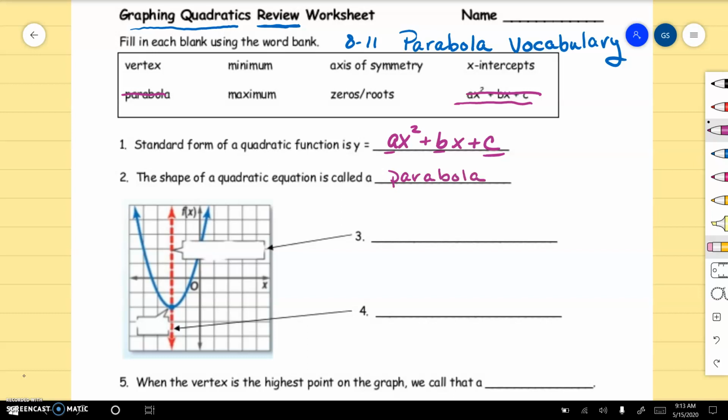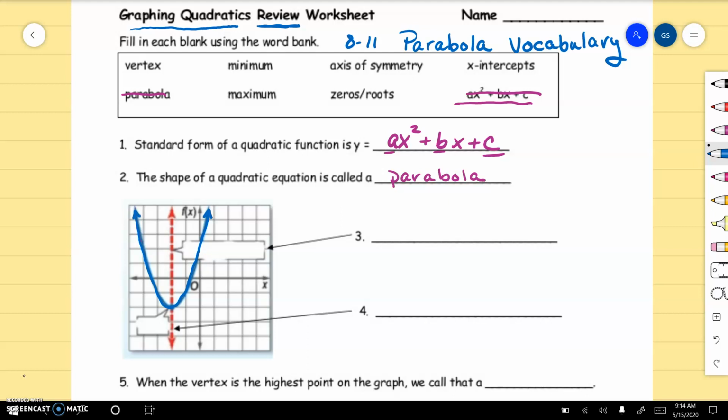Parabola. It's really a parabola. So this blue right here is your parabola. I want it to be blue. This is your parabola. This is the graph of a quadratic equation.